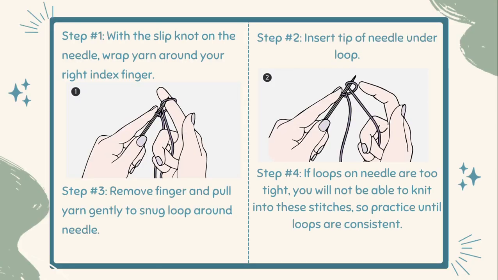First step is, with the slip knot on the needle, wrap yarn around your right index finger. Second, insert tip of needle under loop. Third, remove finger and pull yarn gently to slip loop around needle. Last, if loops on needle are too tight, you will not be able to knit into these stitches, so practice until loops are consistent.